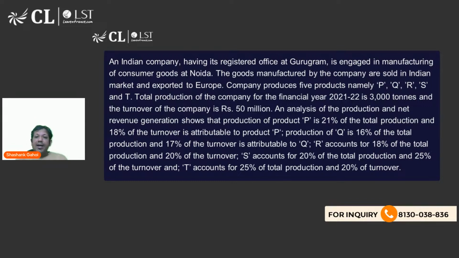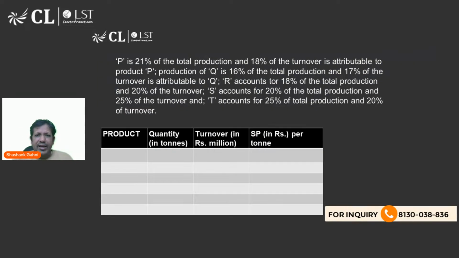R accounts for 18% of total production and 20% of the turnover. S accounts for 20% of the total production and 25% of the turnover. T accounts for 25% of total production and 20% of the turnover. So basically, this is what is given to us, and we are going to solve it accordingly. Now, let's see.